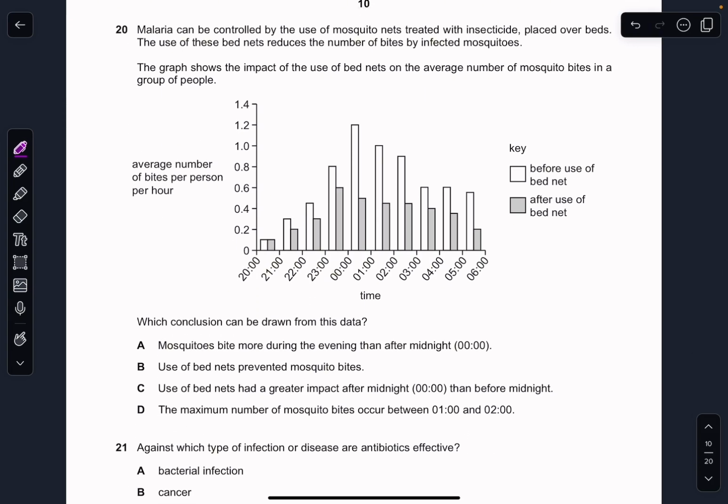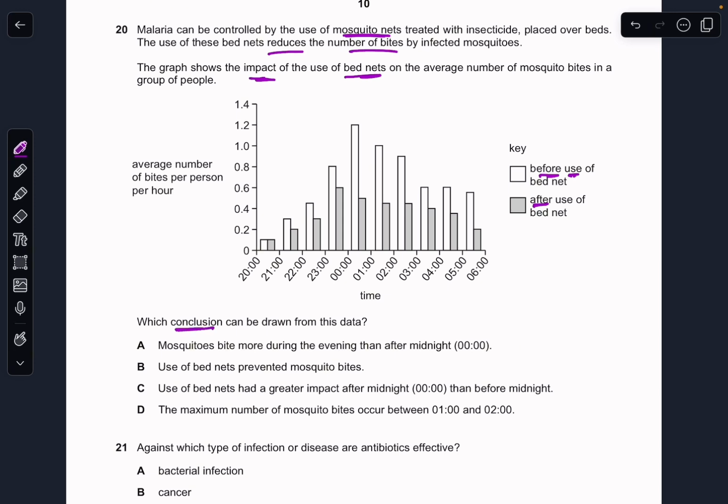Next, malaria can be controlled by the use of mosquito nets treated with insecticide placed over the beds. The use of the bed nets reduces the number of insect bites by infected mosquito. The graph shows the impact of the use of bed nets on the average number of mosquito bites in a group of people. Now this one is before the nets, and this is after the use of bed nets. What conclusion can be drawn?